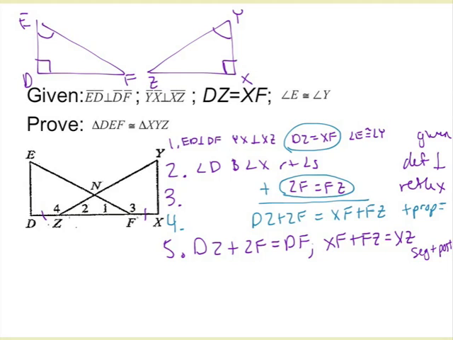And the reason why step 4 is important is because now we're going to combine our information in steps 4 and step 5 together. Because we said a lot of the same stuff. We said DZ and ZF both times, but we gave it a new name. And we said XF and FZ both times, but we gave it a new name. So those new names should be equal. DF should be equal to XZ, and what is that called? Substitution.